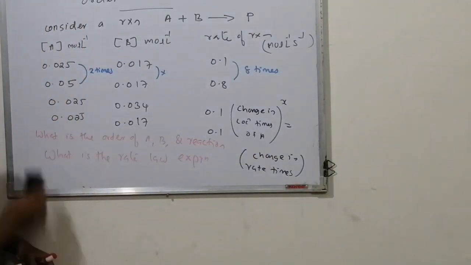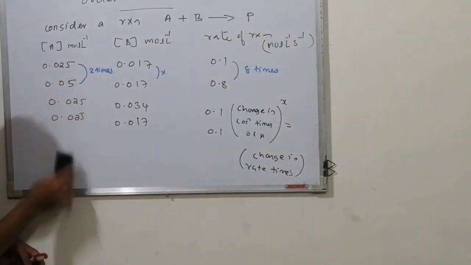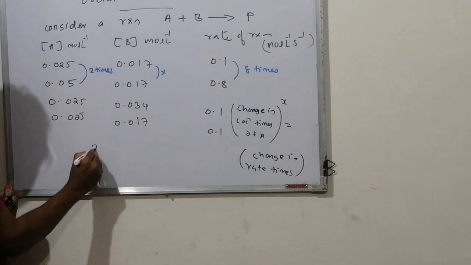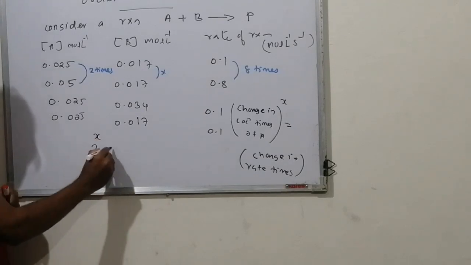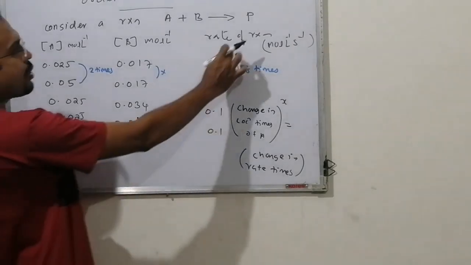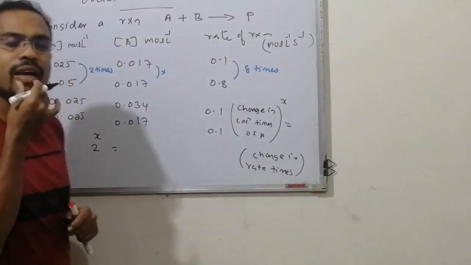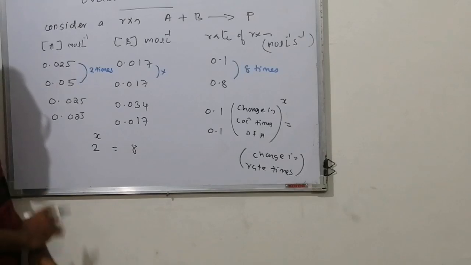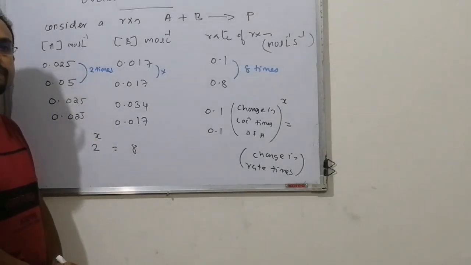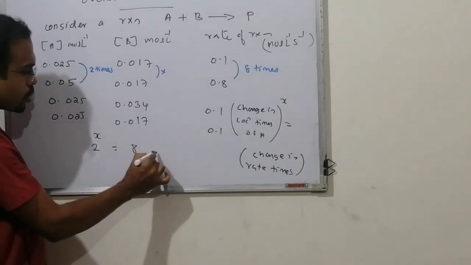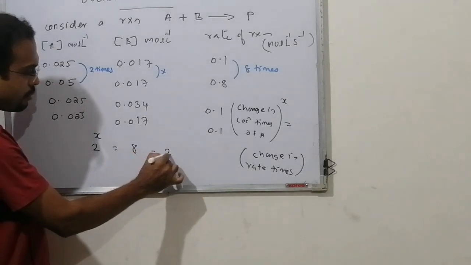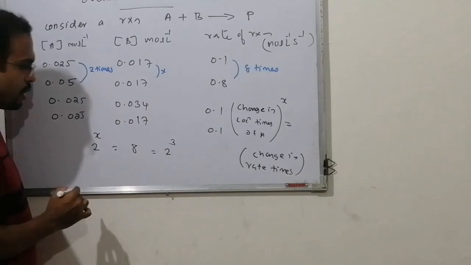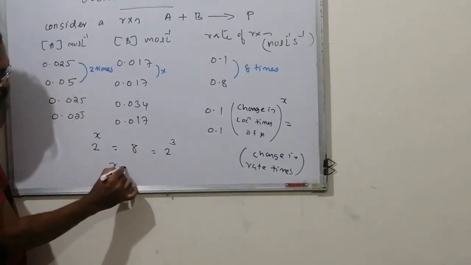Therefore, based on this simple trick, how many times does the concentration of A change? 2 times. Therefore, 2 raised to x is equal to how many times the rate of reaction changed? 8 times. So I make this 8 into a factor with respect to 2. How is it possible? 2 raised to 3. Therefore, x is equal to 3.